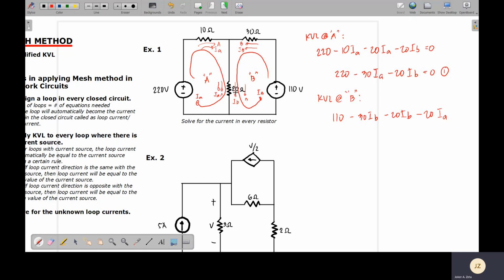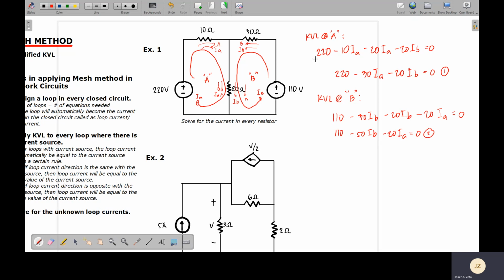Okay, after that, we don't have any more voltages that we can add in this closed circuit, because the loop will go back to its original position. Then we can have this equate to 0. Recall Kirchhoff's voltage law, the summation will always be equal to 0. So for this one, I can simplify this into 110 minus 50 IB minus 20 IA is equal to 0. Let's call this our equation number 2.